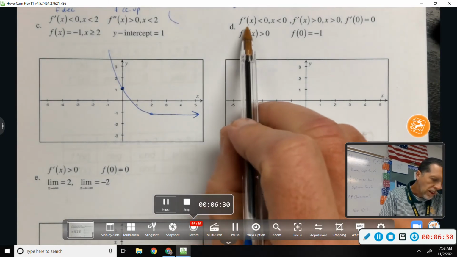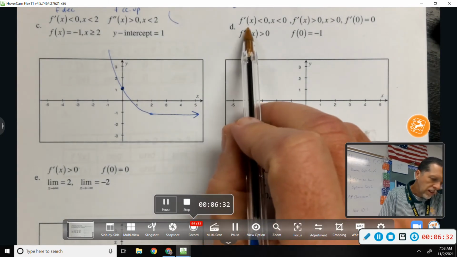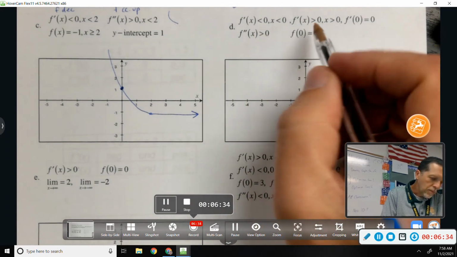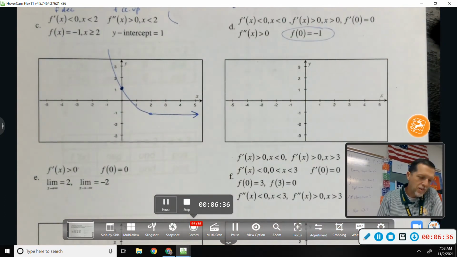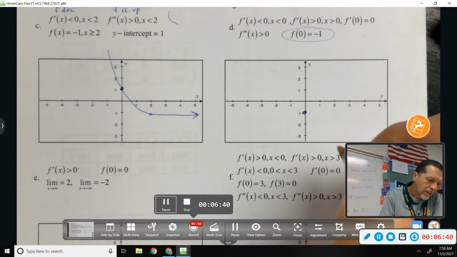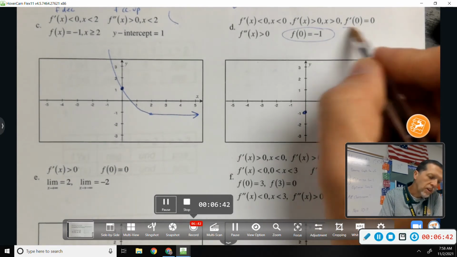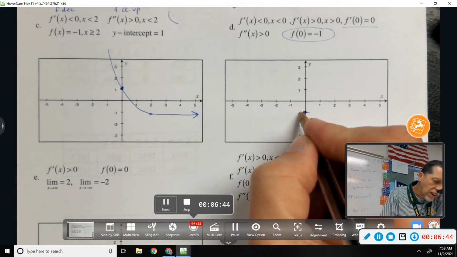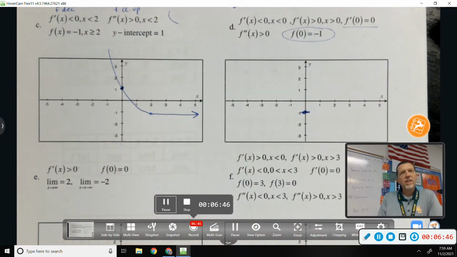Part D. Let's see. I'm going to start with the point that makes the most sense. f of 0 is negative 1, so I can definitely put that on the graph. f prime of 0 equals 0, so that means the graph has a horizontal tangent line right there.